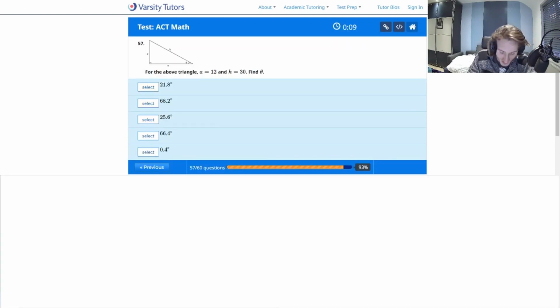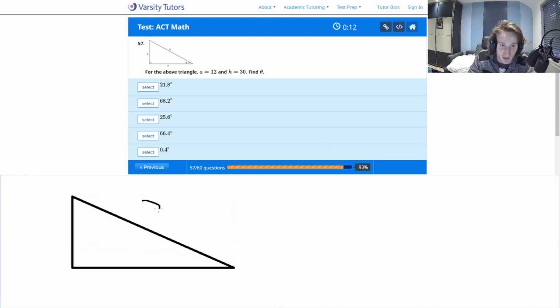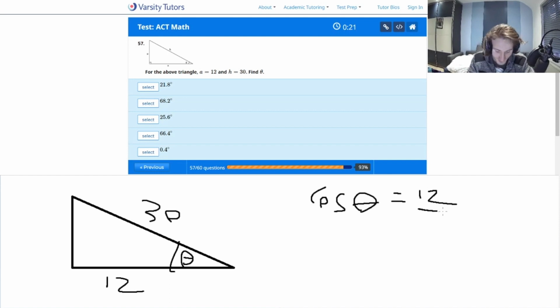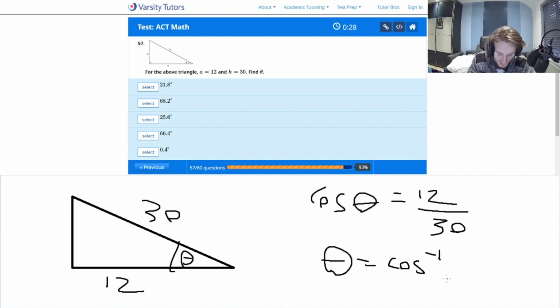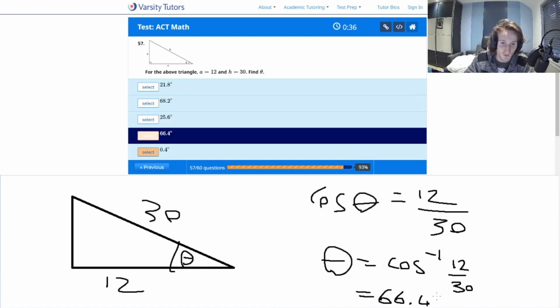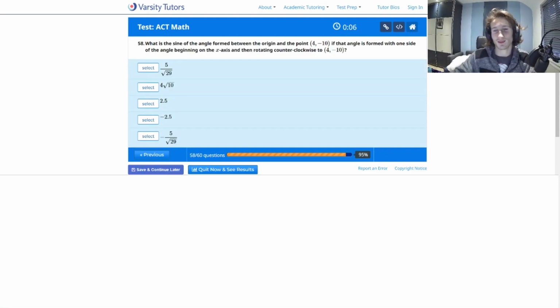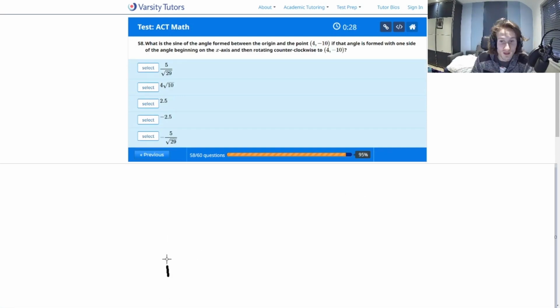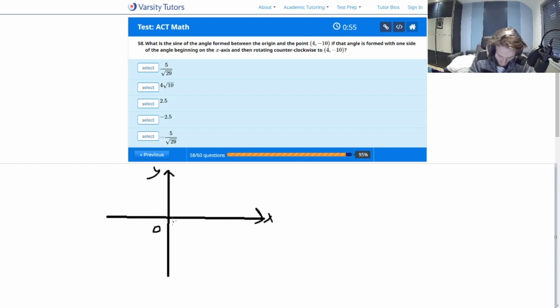H equals 30 and A is equal to 12. So cos theta is equal to 12 over h, so therefore inverse cos of 12 over 30 is equal to 66.4. Oh, don't make me answer these questions. What is it, 4 minus 10? So then that's root 29.